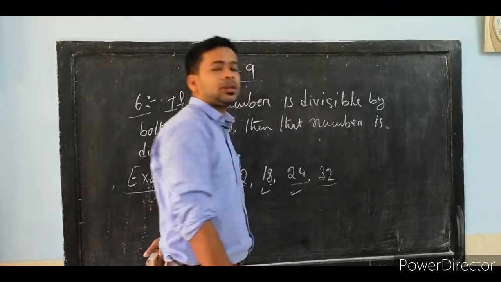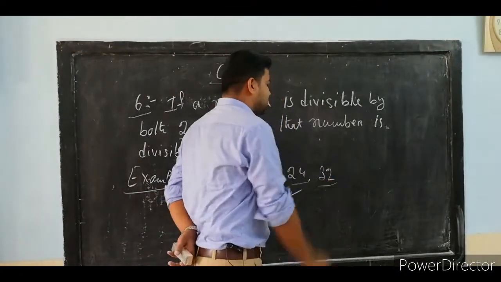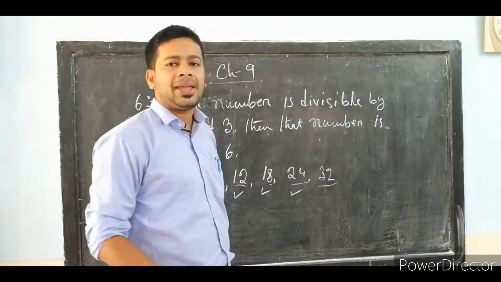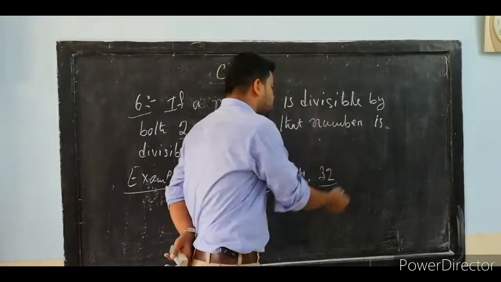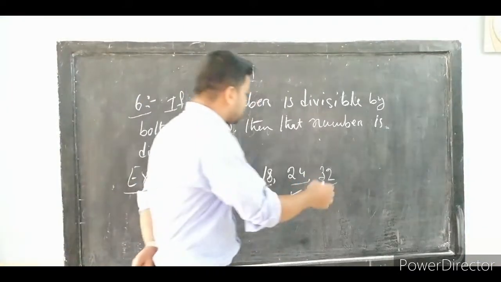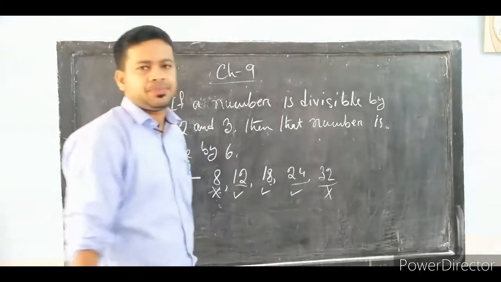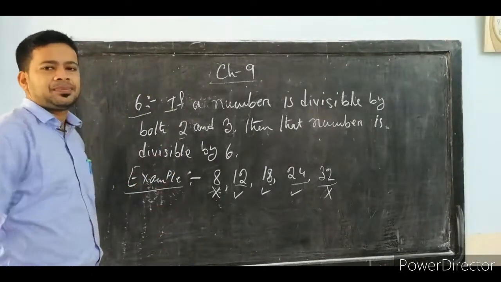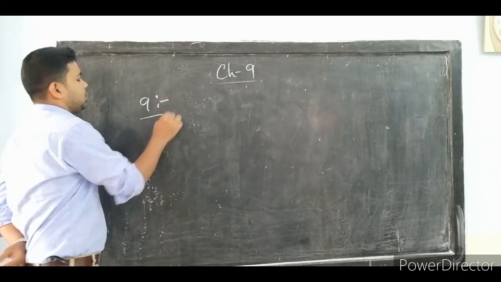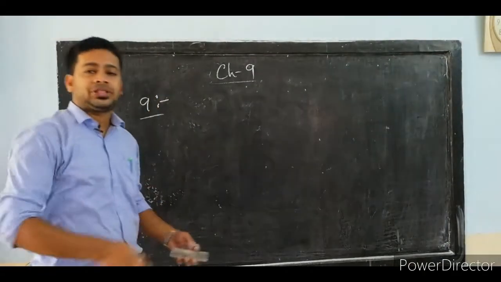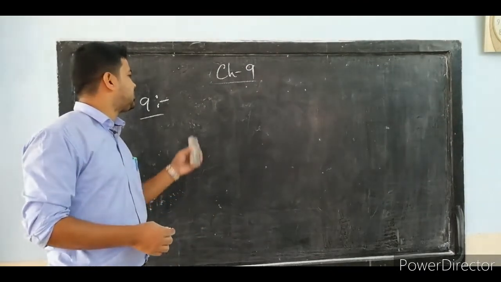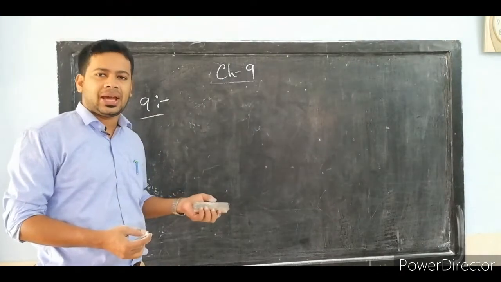So the next number is 32. Again the last digit is 2, that is an even number, that means 32 is divisible by 2, but 3 plus 2 is 5, which is not divisible by 3, so 32 is not divisible by 6. So this is the rule for 6. The next number we are going to write is 9. Those who remember the divisibility rule of 3, for them it will be very easy. The same rule, only that instead of 3 we will say 9.